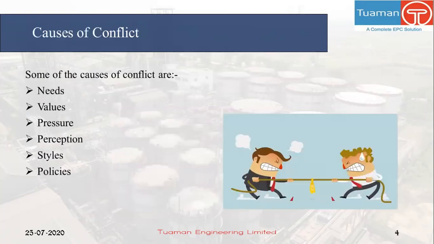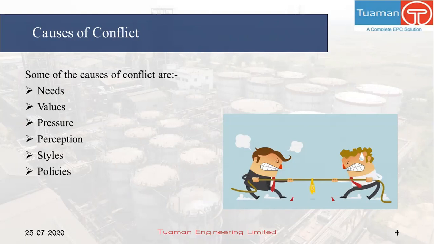Next, what are the different causes of conflict? Whether you are at the workplace or at home, conflicts are bound to happen. So why does conflict arise? The simple reason is people are different. People come from different backgrounds and have different perceptions in life, and because of this a conflict occurs. Some of the causes are, number one, needs. People are brought up in different scenarios, having a different mindset, and this is a main cause of conflict.